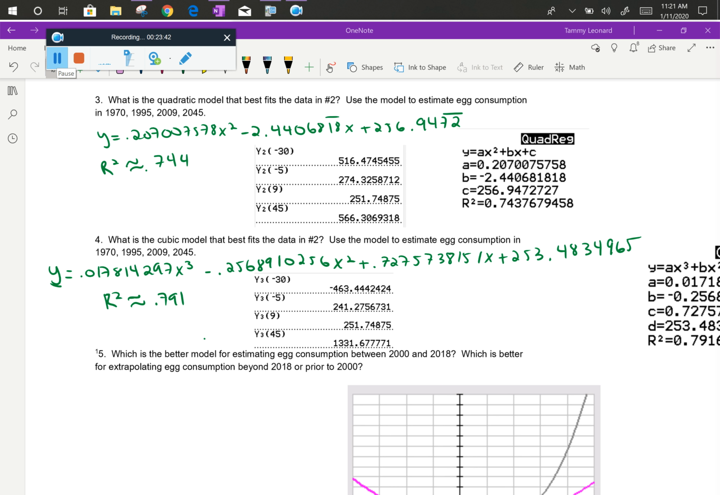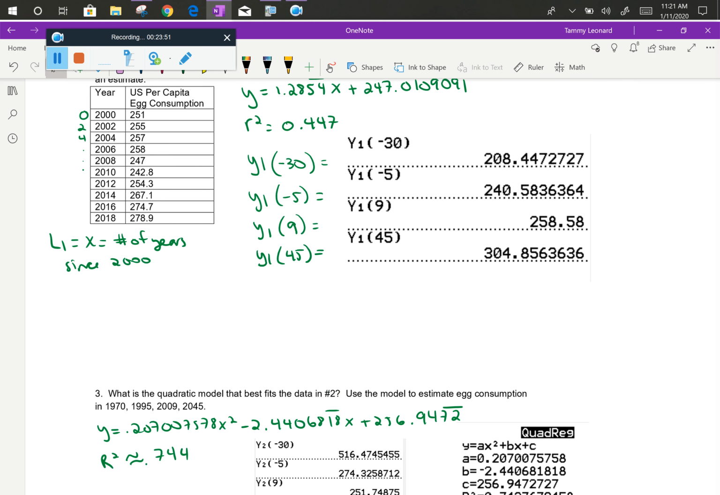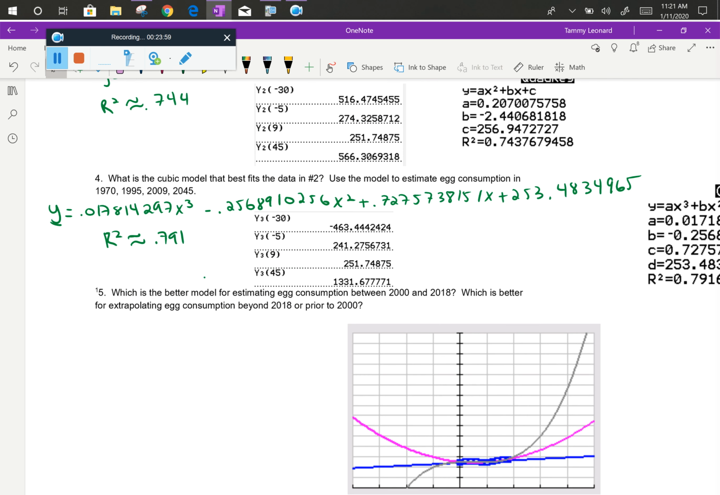Something interesting has happened with this data. Notice my Y9 is 251, so 2009 is now predicted to be 251. That's actually a little less similar than some of the other ones. But look what's happened in like 1970. We're consuming a negative number of eggs. Like that's not even possible. And in the year 2045, we're at over 1,300 eggs. So there's something interesting happening with this data.